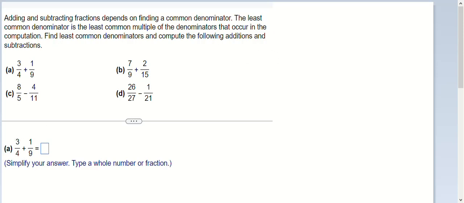Whoops, I guess I haven't selected my brush yet. Let me grab that. Excuse me. Okay, I'm going to do this in red.